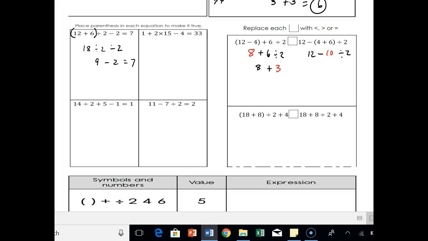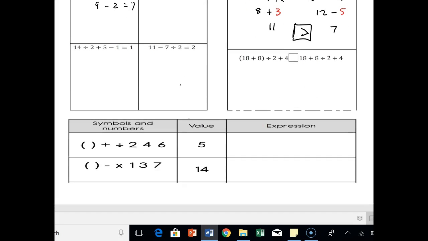On this side we're going to divide the 10 divided by 2 first. And that's 5. It's 12 minus 5. And then on this side we have 8 plus 3 is 11. 12 minus 5 is 7. So what's greater, 11 or 7? And the answer is obviously 11 is greater than 7. So that's what you're doing in these 3 problems. In these 3 problems you're looking for the parentheses. In this problem you're trying to compare the 2.